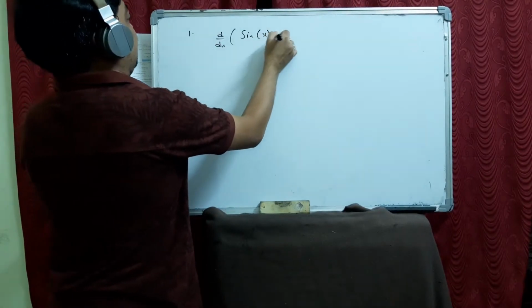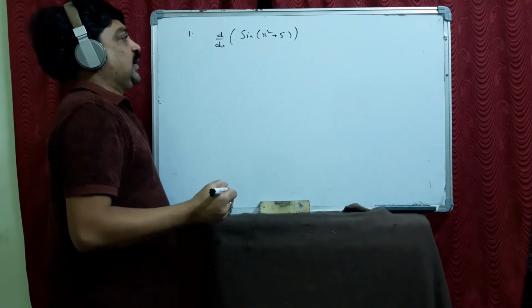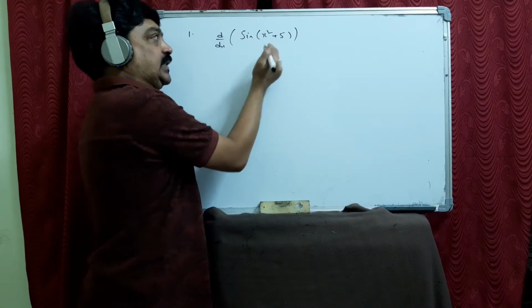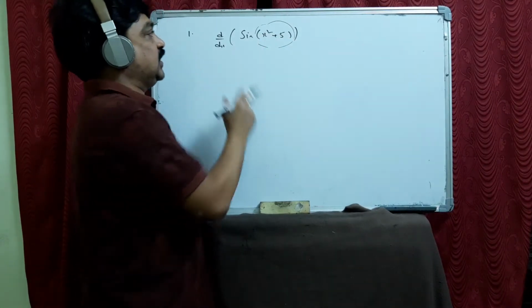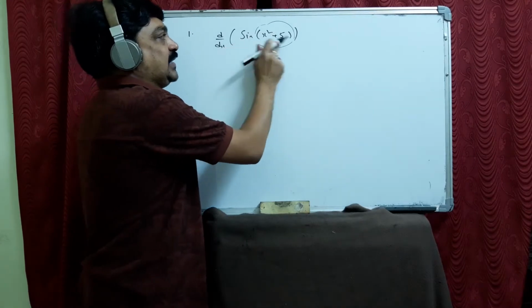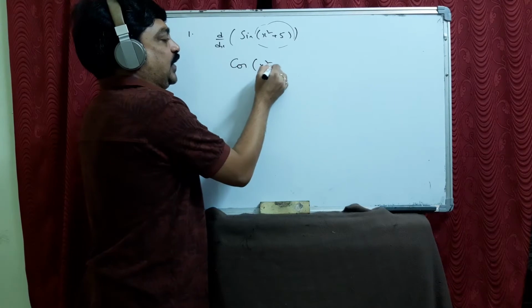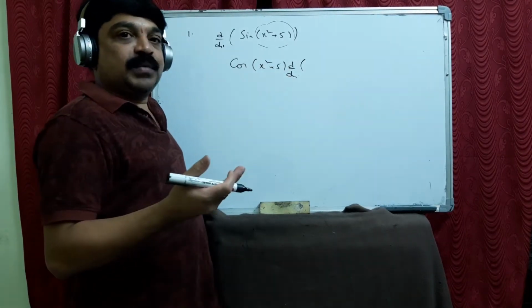Here we need to apply the chain rule. How to apply the chain rule I will tell you. See, we don't know the actual derivative formula of this, but we know the derivative of sine x. So we treat this thing we assume as x. So d by dx of sine x, take it as x. It will be cos x into d by dx of the thing whatever we assume as x.